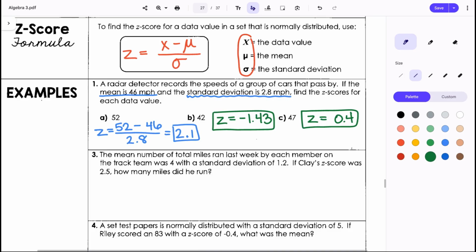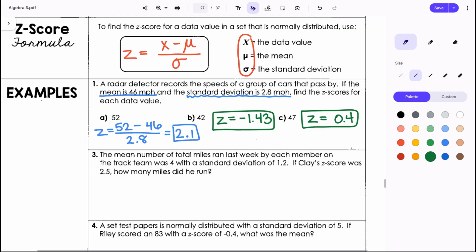What data value would they have to give you here in order for it to be 0? 46. It would have to be 46. They'd have to give you the mean as the data value. So anytime that you see that, you should be able to look and see, does this make sense? Am I getting the right answer here?